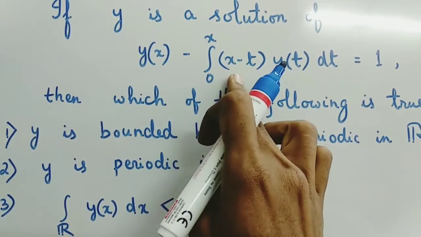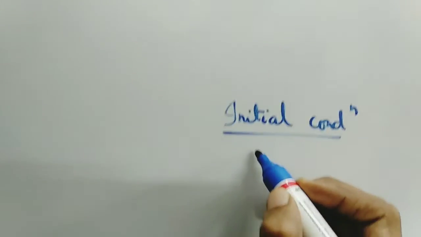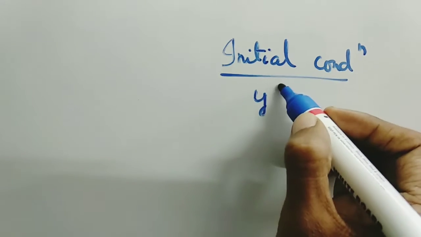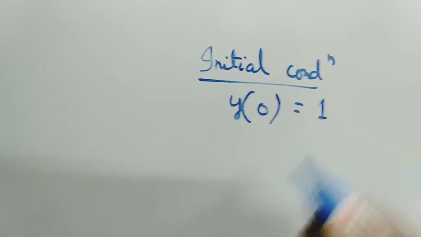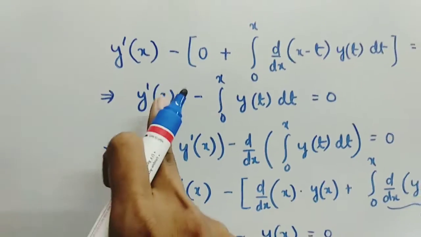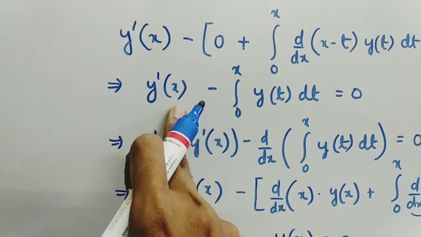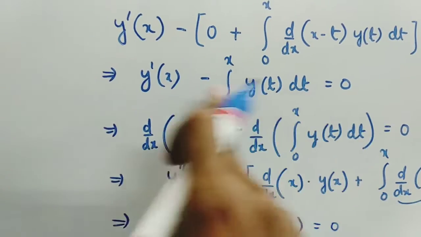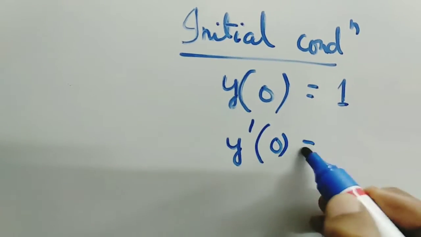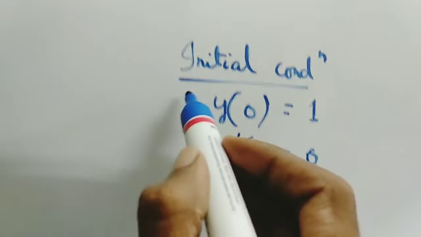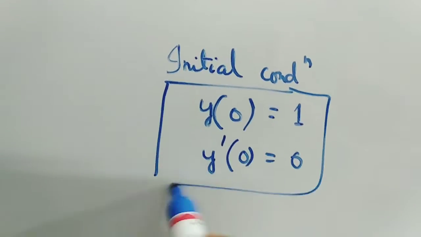So directly we can write y of 0 equals to 1, because if we put 0 in the initial equation, the second term will totally vanish, 0 to 0, so it is totally 0. And for the second initial condition, we put x equals 0 after differentiating, and we get y dash 0 equals to 0. So y dash 0 is equals to 0.